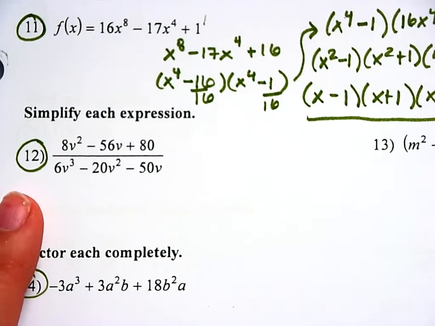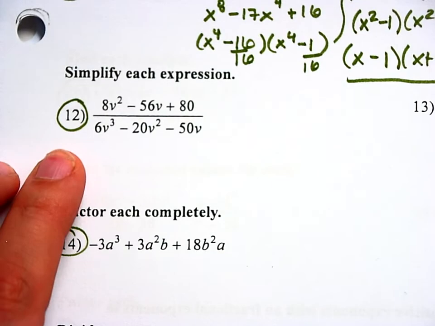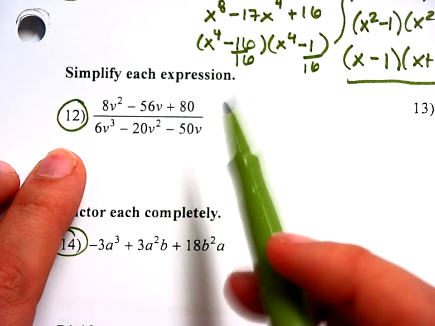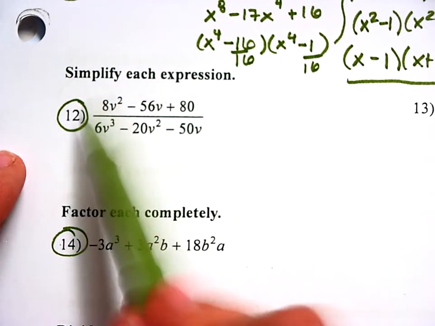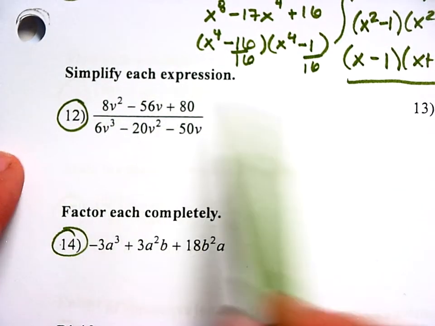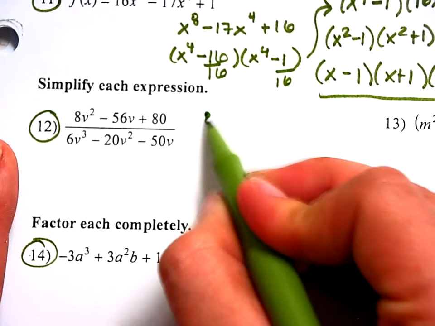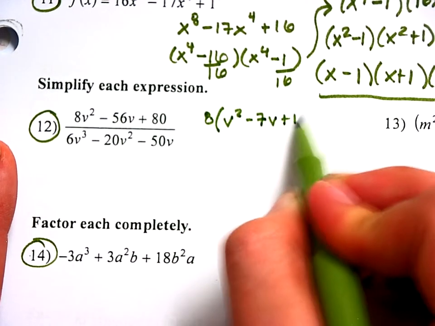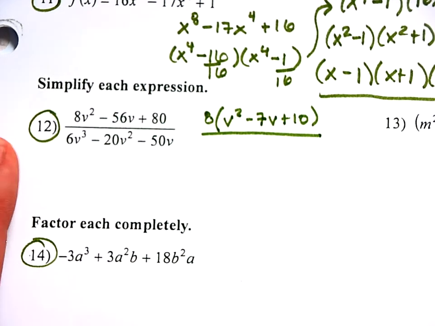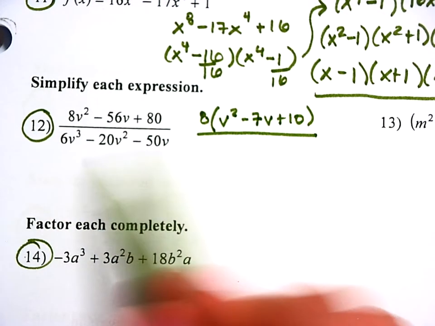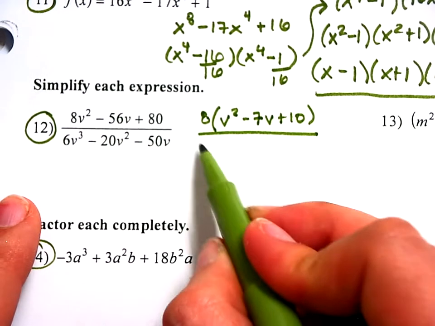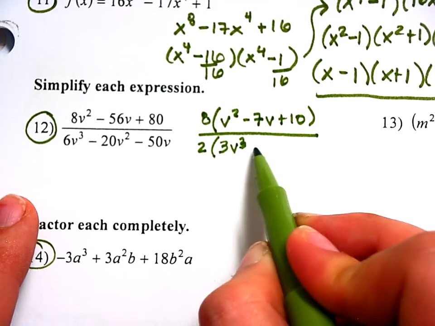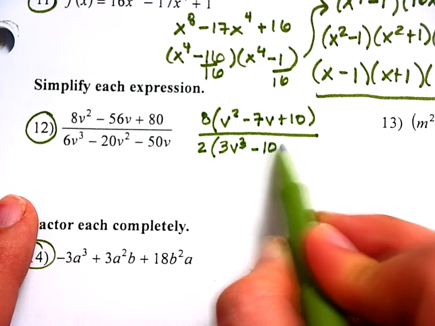Number 12, we're going to simplify, which, again, as we love to do, requires factoring. So we're going to factor the top and bottom and see if we can cancel anything out in the numerator and the denominator. So this numerator, well, I see these are all divisible by 8. So I'm going to rewrite this as 8 times v squared minus 7v plus 10. And then in the denominator, these all look divisible by 2. So we can pull out a 2, and now we have 3v cubed minus 10v squared.